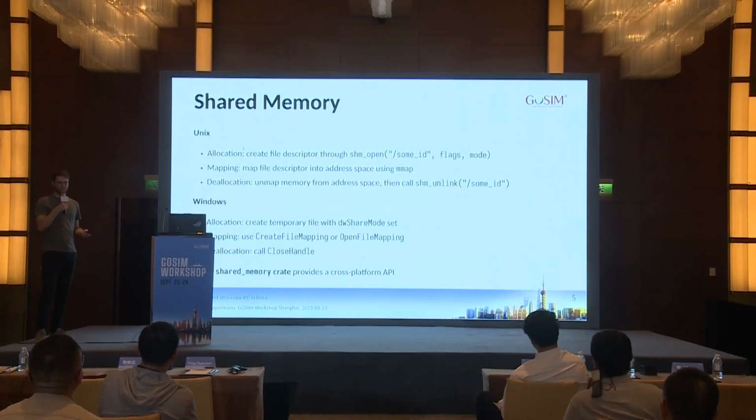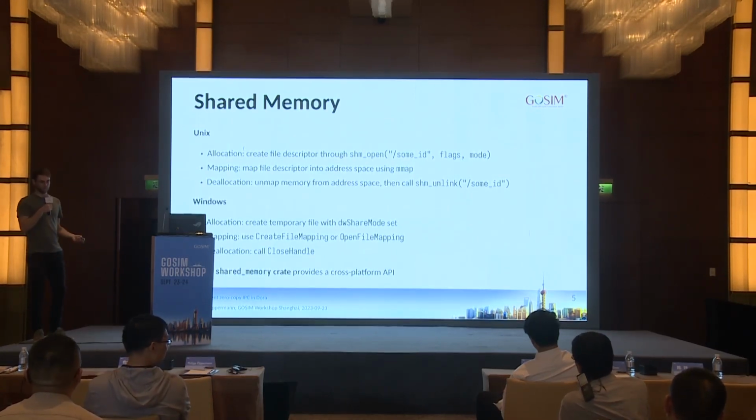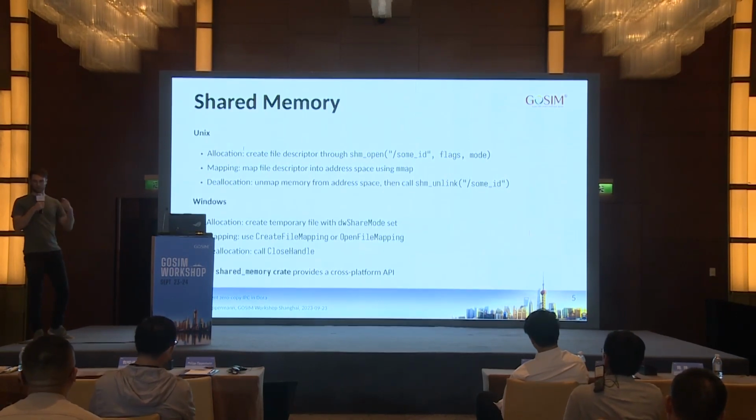So you create a temporary file, you use the normal file creation API, but you set the share mode option, and then you use either the create file mapping or open file mapping call to map it into your address space. And for deallocation, you call close handle on this shared memory handle.